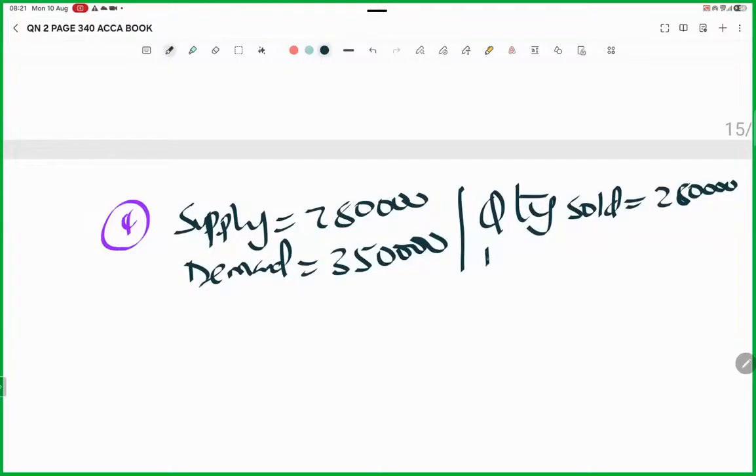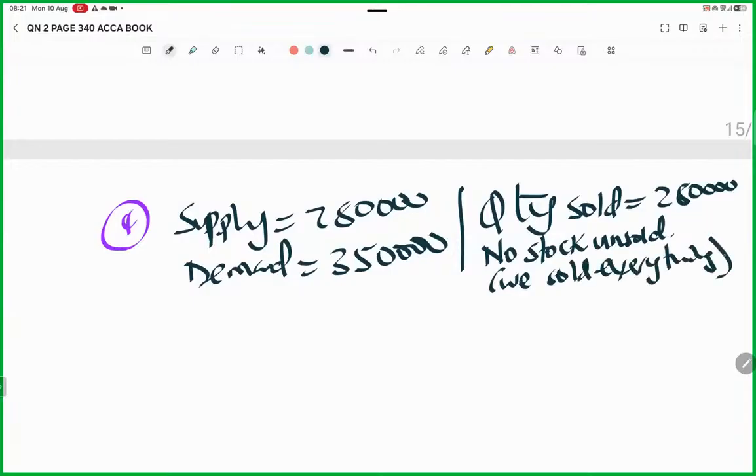So in this case there is no stock which is unsold, because you can see demand was higher. When demand is very, very high, we sell everything. So we sold everything here. And therefore, profit will be revenue minus cost.